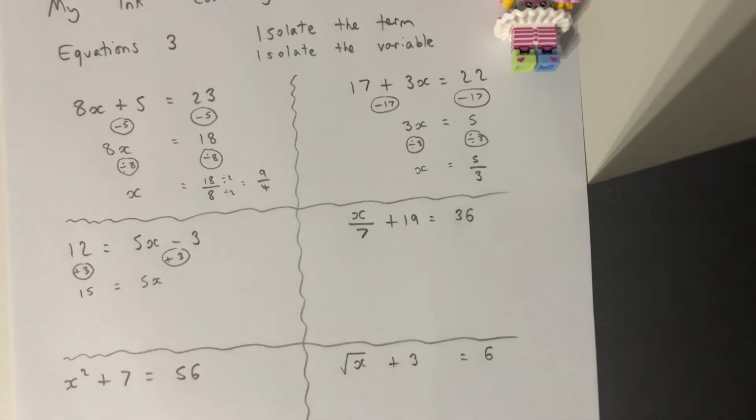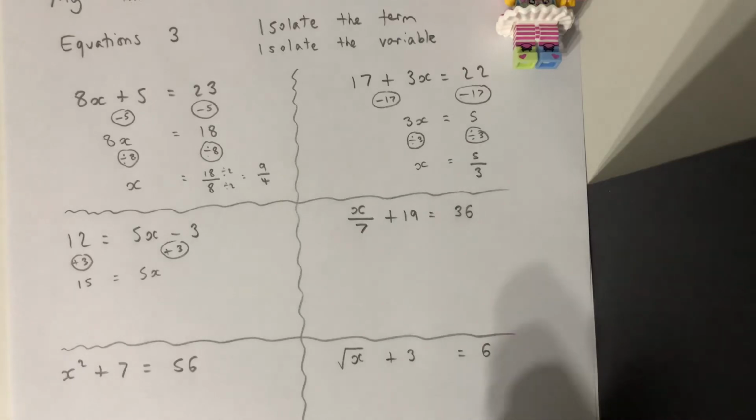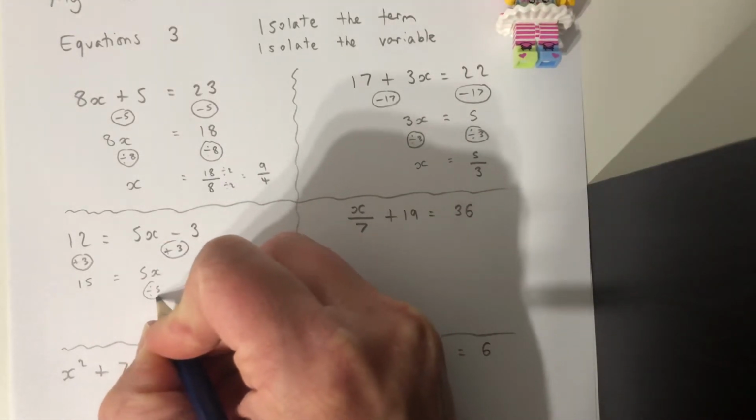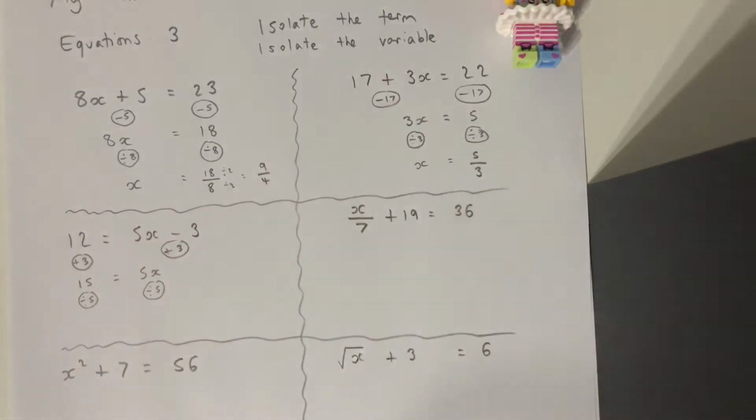It's the same sort of maths. Finally, we've got some nice numbers here. I feel you're ready for this. 15 equals 5x. So 5 times what gives you 15? I know you all know that, but I'm going to write the divide by 5 while you're thinking about it. You're all shouting out the answer, hopefully at home. x is equal to 3.